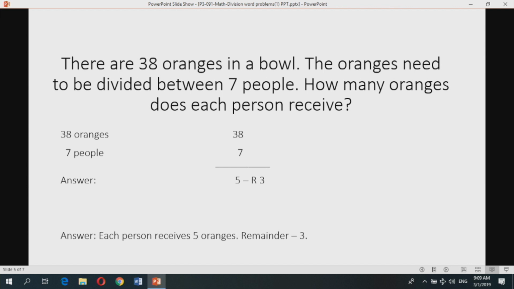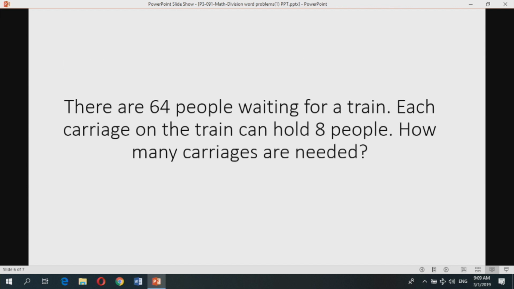So let's take a look at one more word problem. There are 64 people waiting for a train. Each carriage on the train can hold 8 people. How many carriages are needed? Okay, so how many people, guys? 64. How many people can each carriage hold? 8. So how many carriages are needed for the people? 64 divided by 8 equals 8. So we're saying 8 carriages.